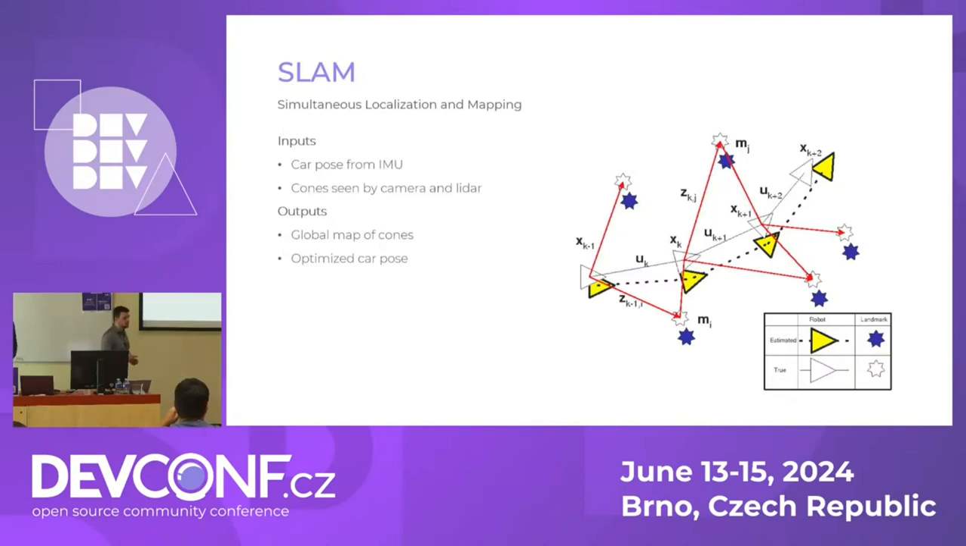For mapping, we are using a SLAM algorithm. Basically, this algorithm associates all the different positions together between the frames, as I explained. First of all, inputs for that are a car pose from the IMU, the inertial unit, which will give you car acceleration and GPS position. And then, of course, cones seen by camera and LiDAR. A very important output is the global map of the cones. But one of the advantages of using SLAM is that we get an optimized car pose. Because the IMU doesn't give you the best precision, we can, by using all the cone positions, estimate the car pose. And by pose, I mean vehicle speed and its velocities.